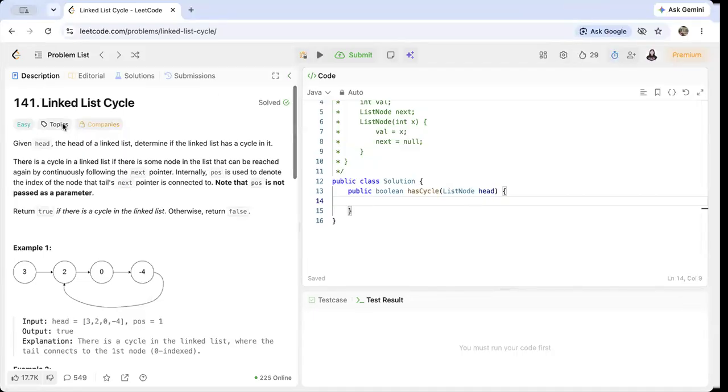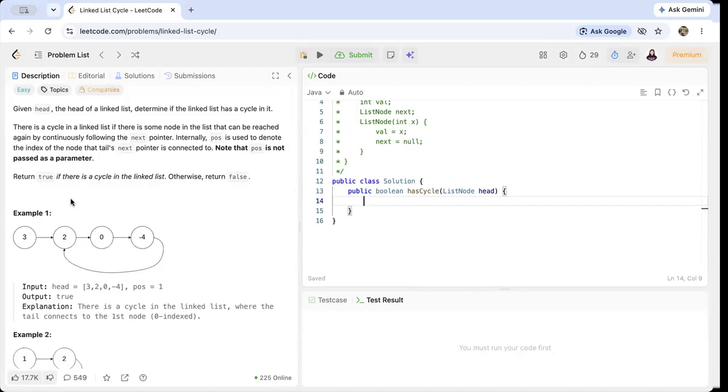So we're taking this question one for one from the linked list topic. The question says that we have to detect if there's a cycle in the linked list. If not, we have to return false.